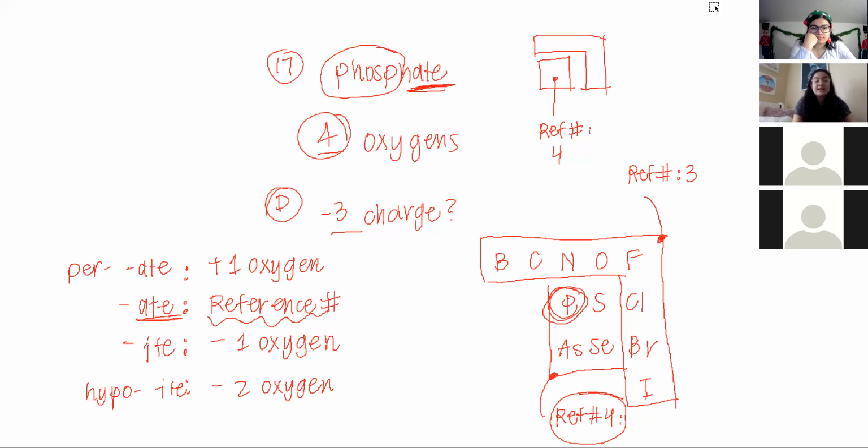Okay, and then lastly for me, my voice is already getting kind of hoarse. For number 18, we're asked to identify polyatomic ions that all have 3 oxygens and a charge of -2. And all of them have to have that. So they have to have 3 oxygens and a charge of -2.